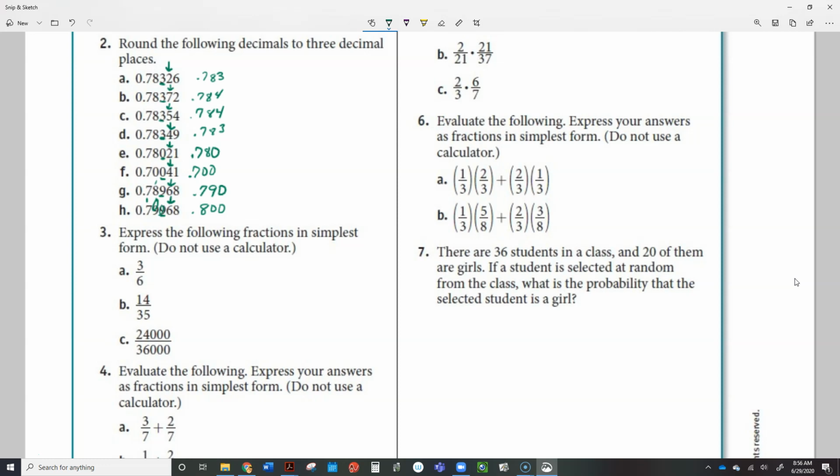Express the following fractions in simplest form. Practice by not using a calculator. So when you don't use a calculator, you just factor. You try to find common factors.